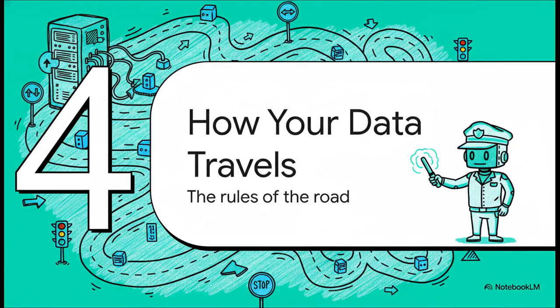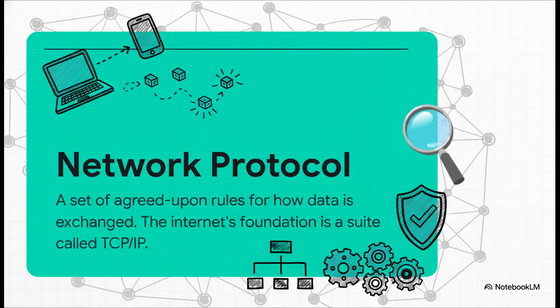So, we have the physical roads, these cables, but how does your data actually know where to go? Well, just like real-world traffic, the digital world needs rules, it needs addresses, and it needs traffic cops to make sure everything runs smoothly. These rules are called protocols, and you can just think of them as a shared language. For any two devices to communicate, they have to be speaking the same language. The foundational language of the entire internet is a set of protocols called TCP/IP. It's the universal rulebook that says how data gets broken down, addressed, sent, and then put back together again.